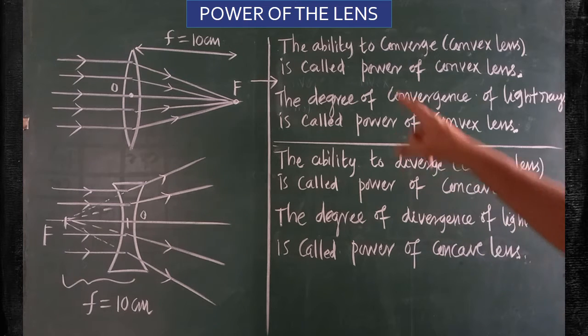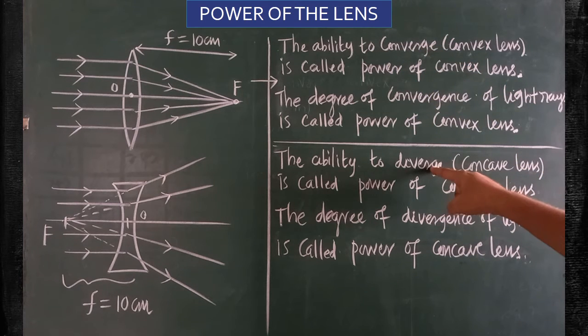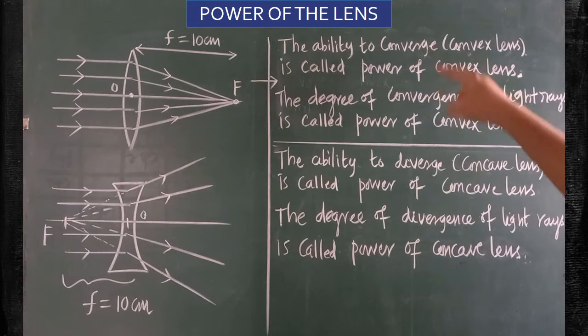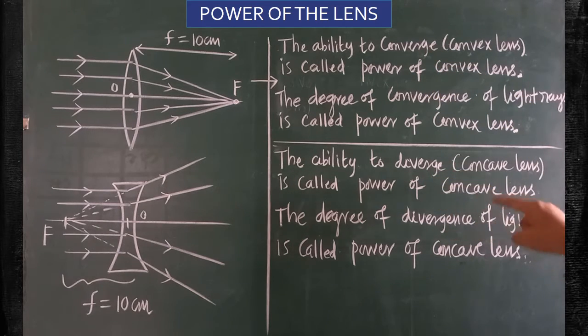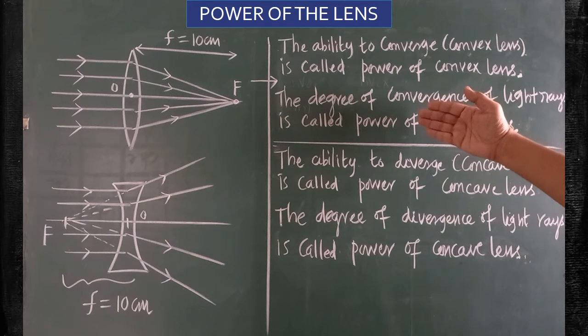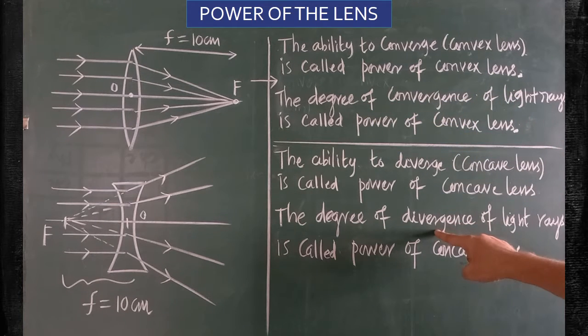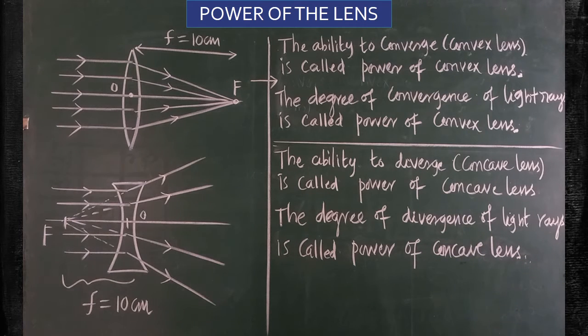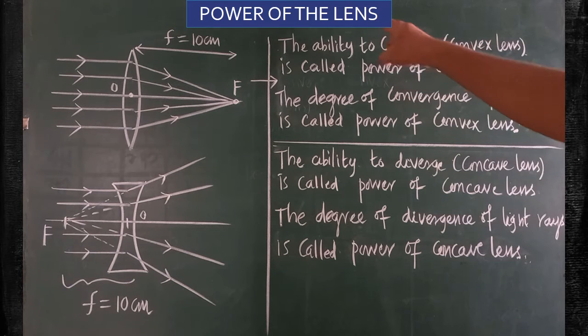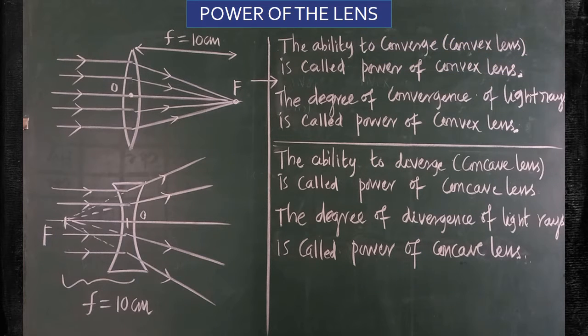How will the statement be? The ability to converge or diverge the light rays by the lens is called power of the lens. That is the general definition. The second definition that can be told as a common statement: the degree of convergence or divergence of the light rays by the lens is called power of the lens. So the lens is either capable of converging the light rays or capable of diverging the light rays, and that ability is called power of the lens. Okay, now mathematically how can power be calculated? That is the next question.